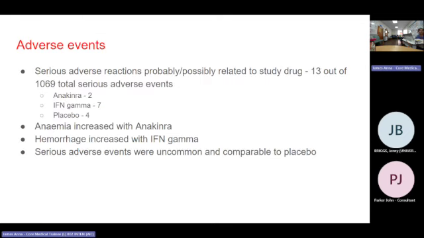Looking at the adverse events, out of a total of 1,069 serious adverse events with the study, only 13 were probable or possible to be related to the intervention. Out of that, 9 related to the intervention drug and 4 related to the placebo. So this is not a big number, so it is quite acceptable. With anakinra, the main one that we have seen was anemia, and with interferon gamma, it was hemorrhage.